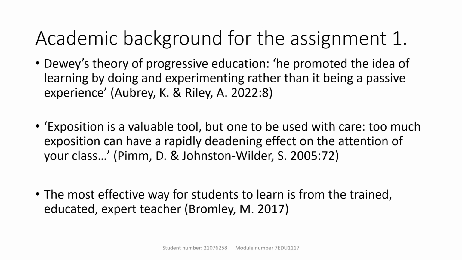Too much exposition can have a rapidly deadening effect on the attention of your class, and at best you can end up talking to yourself. There are opposing opinions. One of them is by Matt Bromley. The most effective, expedient way for students to learn is for the teacher, that educated, experienced expert at the front of the room, to tell them, then show them what they need to know. Rather than designing convoluted ways of enabling a student to discover new knowledge for him or herself, perhaps as a result of engaging in a group activity, teachers should take the shortest, simplest path. They should just tell them, then show them what they need to know.